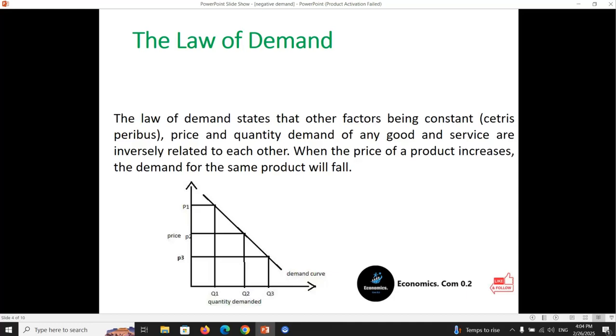What is the law of demand? The law of demand states that, assuming all other factors remain constant, there is an inverse relationship between price and quantity demanded. This means that when the price of a product increases, the quantity demanded decreases, and when the price decreases, the quantity demanded increases. This happens because consumers prefer to buy more of a good when it is cheaper and less when it becomes very expensive. Businesses and policymakers use this principle to make pricing and production decisions.